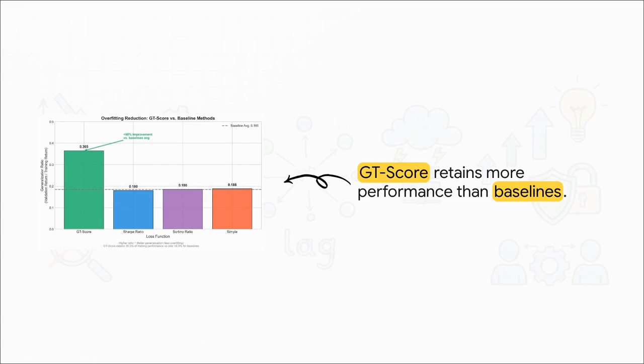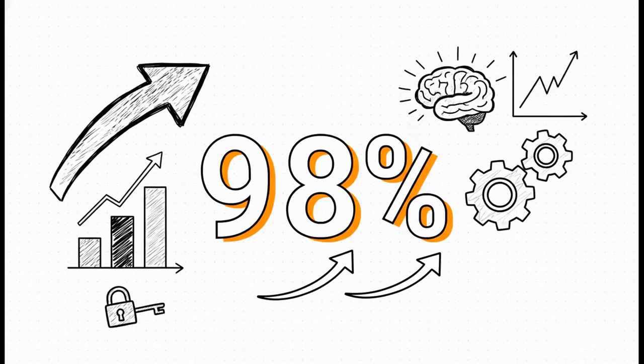The true test of any model is its generalization ratio, which is just a fancy way of saying how much of a strategy's simulated performance actually survives out there in the real world on out-of-sample data. Baseline methods, like optimizing for the Sharpe ratio or simple profit, only retain an average of 18.5% of their simulated performance. The GT score, on the other hand, retains 36.5%. It is specifically designed to sacrifice just a tiny bit of unrealistic simulated profit in exchange for a massive boost in real-world reliability.